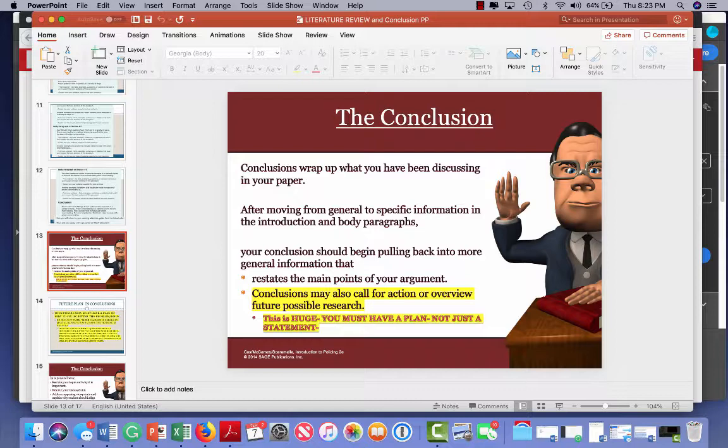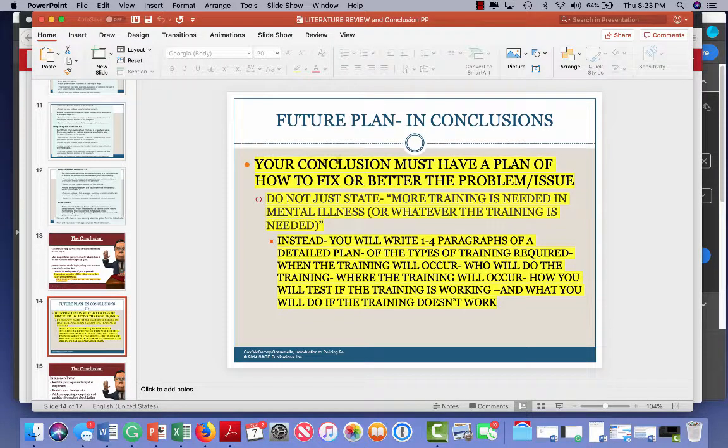So you must have a plan, not just a statement, but a plan. And I'll give you an example of what I mean. Your conclusion must have a plan of how to fix or better the problem or issue. If you did a paper on prison overcrowding, or on police departments using too much force, you don't want to make a statement in your conclusion that says more training is needed for mental illness, or for use of force situations, or for how to not get prisons overcrowded, whatever it may be. You don't want to just make a one sentence statement.